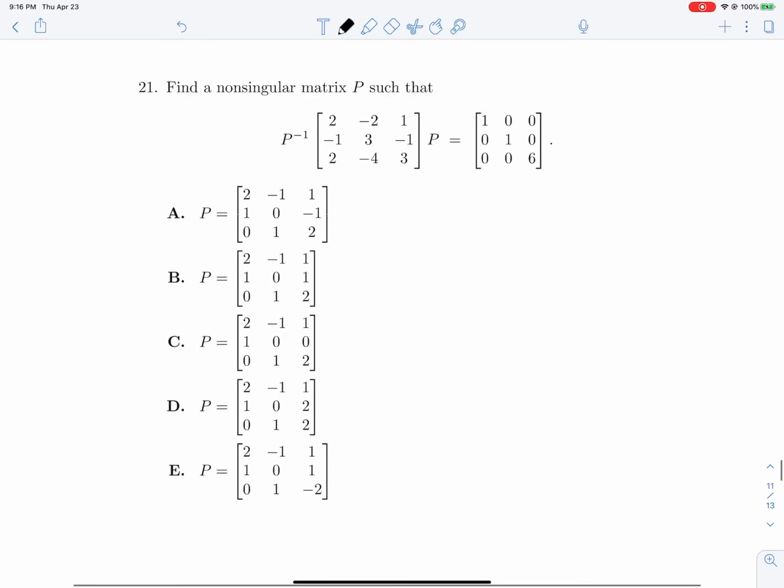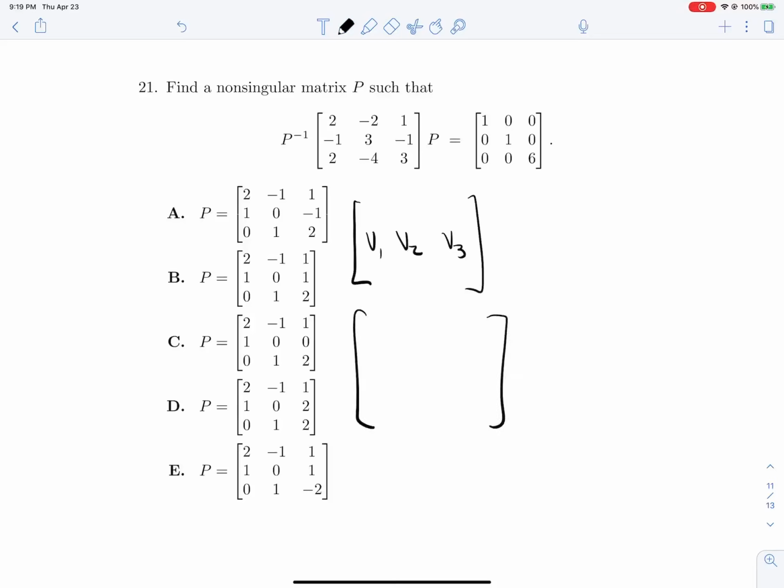Let's find a non-singular matrix P such that P inverse times this matrix times P is equal to this guy. So this is just a kind of mixed up diagonalization expression here where we're looking for P, which will be composed of the first eigenvector related to lambda equals 1, the second eigenvector for lambda equals 1, and the third eigenvector for lambda equals 6. So at this point, we can write A minus lambda I for lambda equal to 1, and we should be able to solve for 2 different eigenvectors.